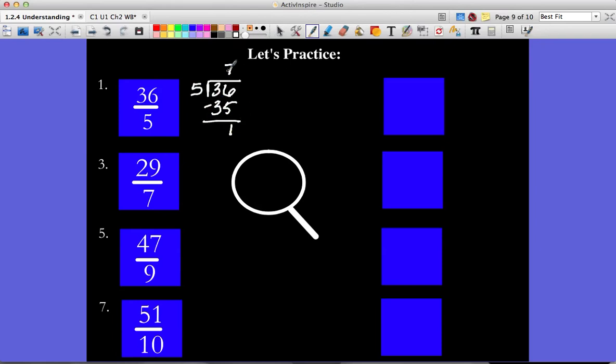1. Now remember, this is how many groups of 5 I could make. So I should get 7 whole groups, 1 left over, so this remainder of 1 actually becomes 1/5 because it's 1 out of 5. We can check our work.